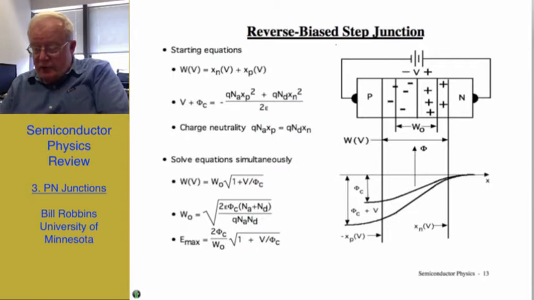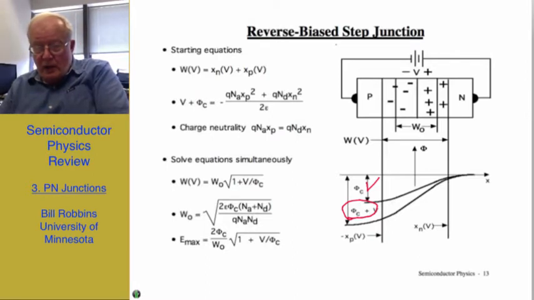The electric field due to the applied voltage is going to be in the same direction as the built-in electric field, which means I am going to be increasing the electrostatic potential that exists across the p-n junction. Here is the electrostatic potential, phi sub c, the difference between the n-type and p-type side in thermal equilibrium, and here is the electrostatic potential V plus phi sub c when I apply the negative voltage.